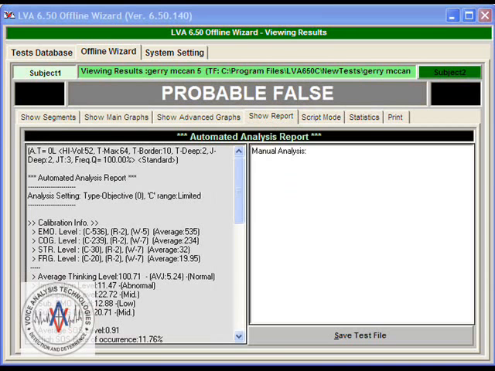So those results may seem surprising to some of you, but really it takes a trained LVA user to determine, analyze and interpret the results correctly. But the accuracy is there, and that's been proven through the police departments and the other agencies that already use the software around the country and around the world.